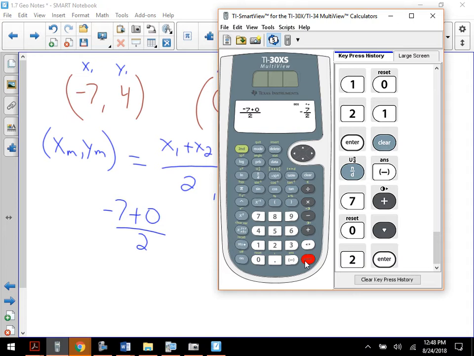If you don't have the multi-view calculator, you have to type in everything in the numerator first, hit enter, and then divide by 2. Otherwise, what it'll do, it'll just give you an answer of -7. Okay? Because the calculator doesn't know when you're stopping your numerator versus the denominator. Okay? So here, your answer would have been for the x part, -7/2.